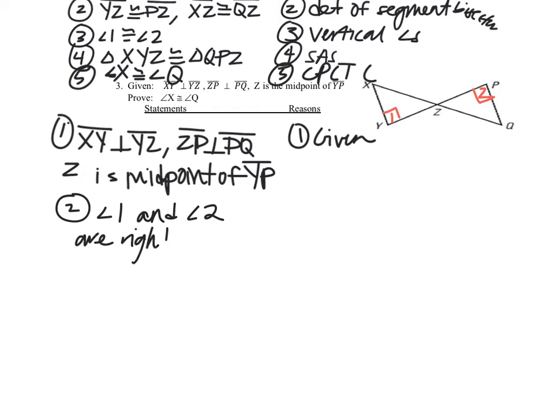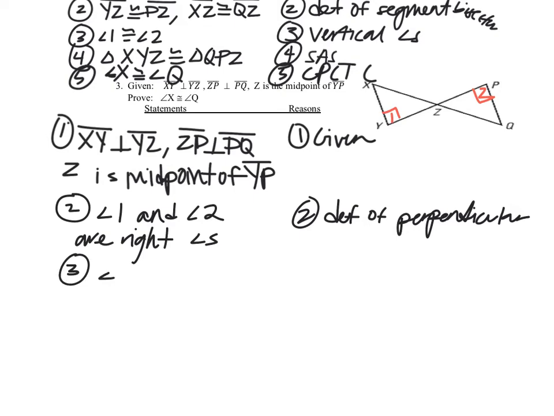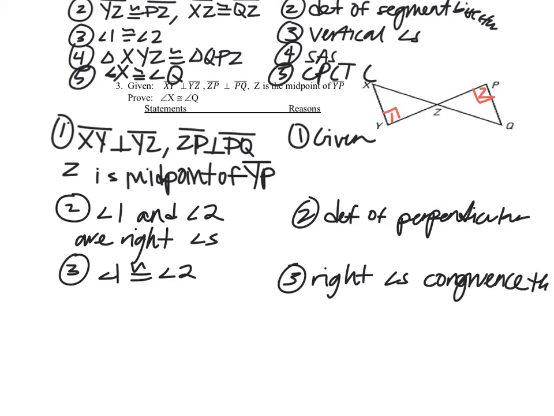If you look at your gold sheet, that's what we have written down. When you're given that things are perpendicular, you should say that you have right angles because of the definition of perpendicular. Now, you can say they're congruent, that angle 1 is congruent to angle 2. We did this yesterday. So your reason, right angles congruence theorem.